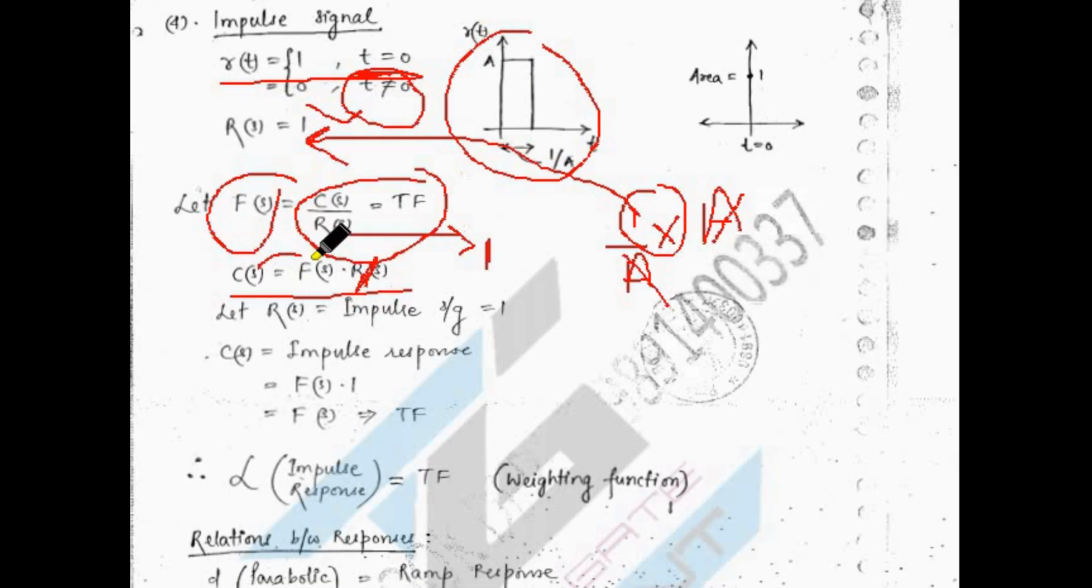Now I will explain some relations between the singularity functions. If you differentiate the parabolic signal, it will be the ramp signal, and if you integrate the ramp signal, it will be the parabolic signal. Similarly for the ramp signal: if you differentiate the ramp signal, it will be the step, and if you integrate the step, it will be the ramp. Likewise, if you differentiate the step signal, it will be the impulse, and if you integrate the impulse signal, it will be the step signal.